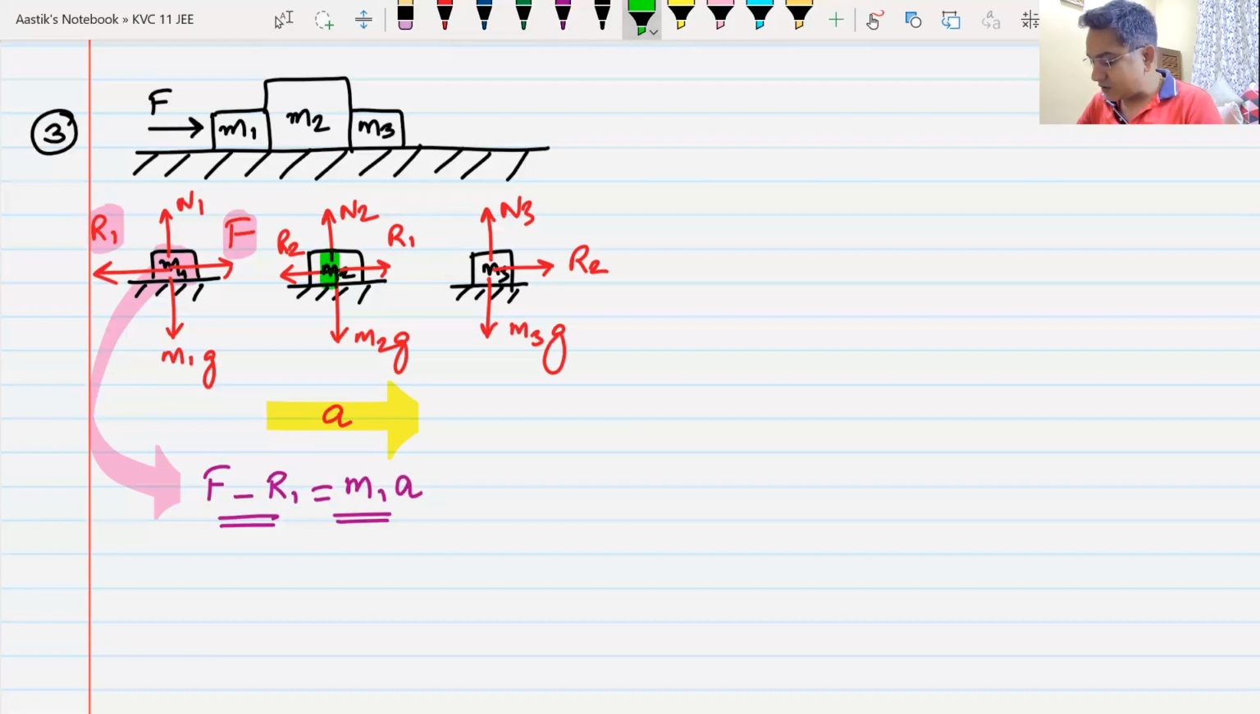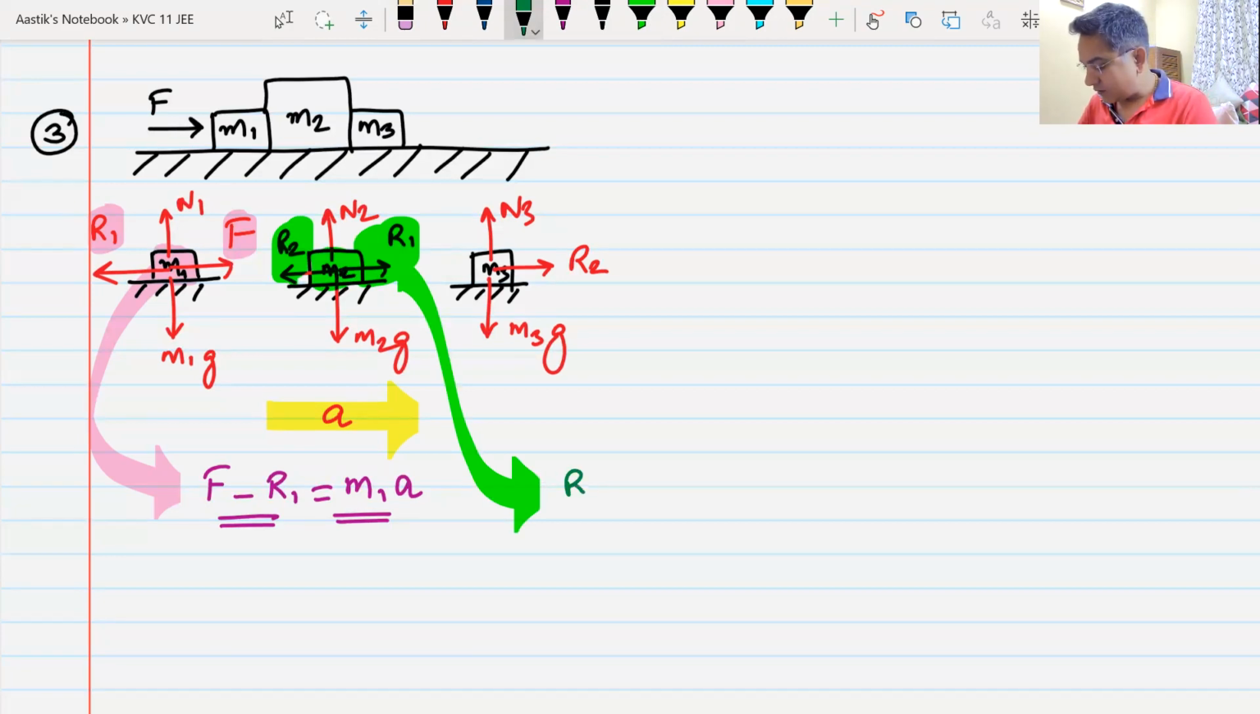Let me write the second equation of the green block. R1 is forward, R2 is backwards, acceleration is forward. What is the equation? Forward is R1 minus reverse is R2. It is equal to M2 into A.